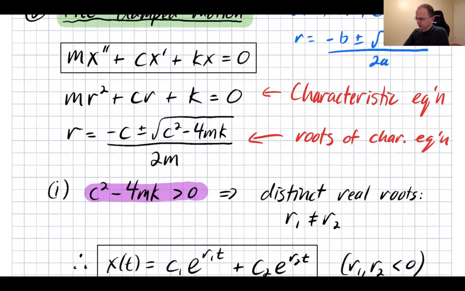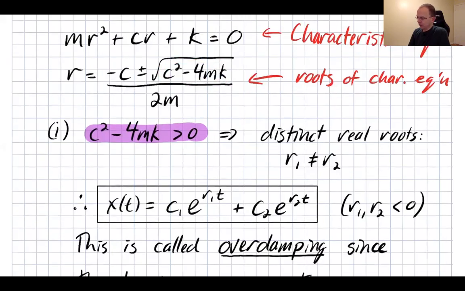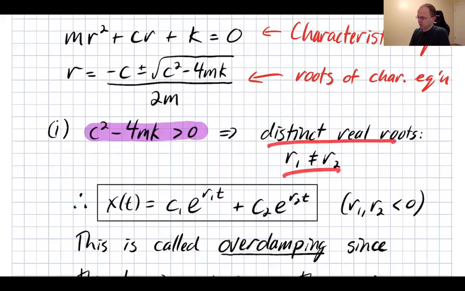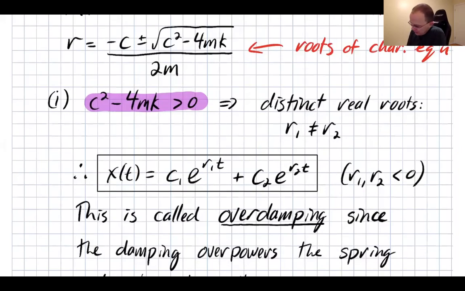First of all, when the discriminant is positive, that gives us distinct real roots, r1 and r2, which are not equal to each other. In that case, we know that e to the r1 t is a solution, and e to the r2 t is a solution. And so the linear combination of those two linearly independent solutions gives us our general solution for this motion.